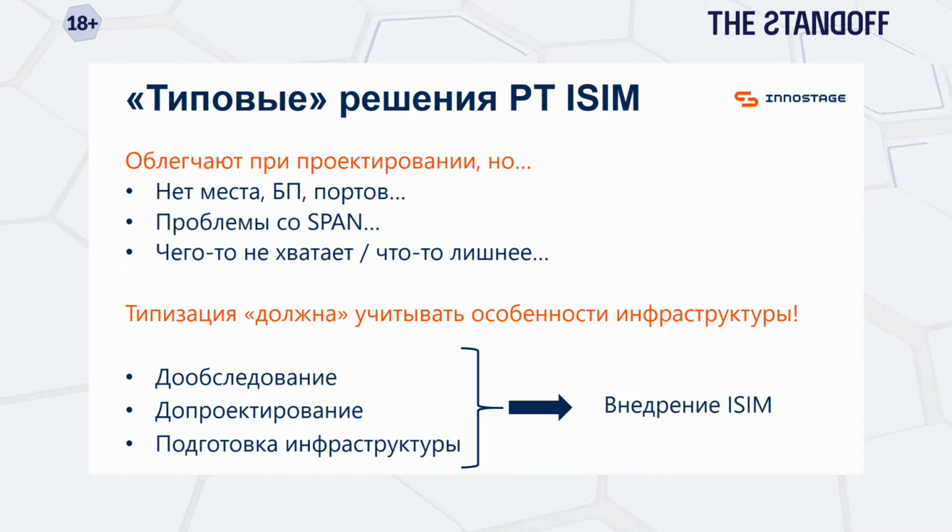Very often we can see solutions with the so-called typical security and network monitoring solutions. Such a typical or standard solution may be PT ISIM. If we have internet security and traffic there, we just need to send traffic elsewhere. We need to do it with the use of PT ISIM, whatever. It's a typical solution, but it does not take into account a lot of factors.